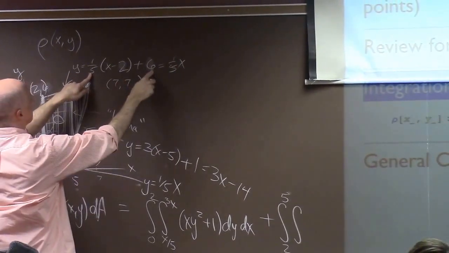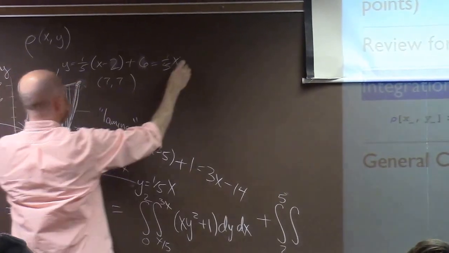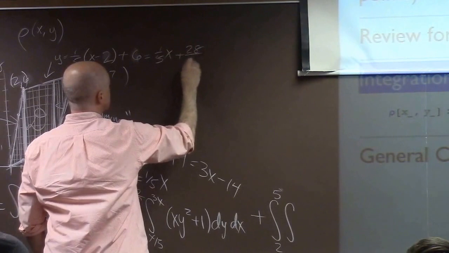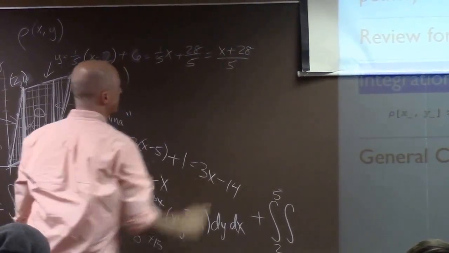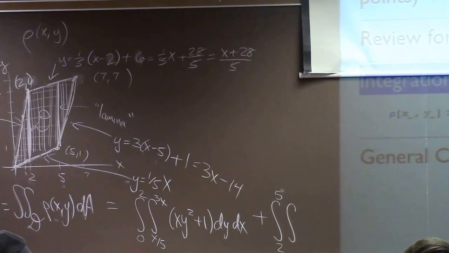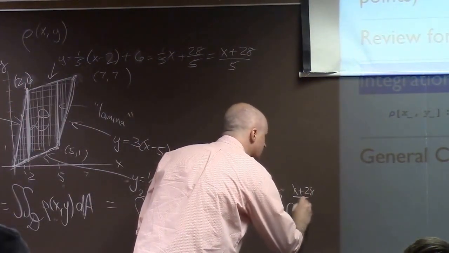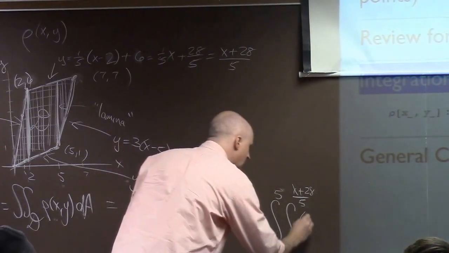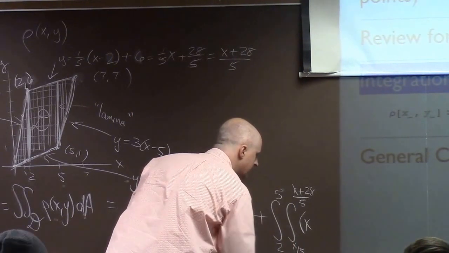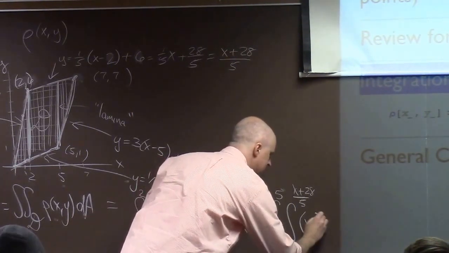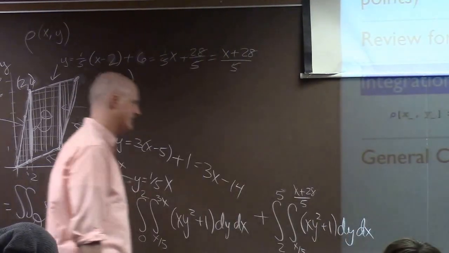Let's see, 6 as a fraction over 5 is 30/5. Minus 2/5 is plus 28/5. I think I'll actually write it as x plus 28 over 5 to save time for the typing. X plus 28 over 5. Once again, oops, forgot the lower limit, x over 5. Once again, same function, xy squared plus 1, dy dx.